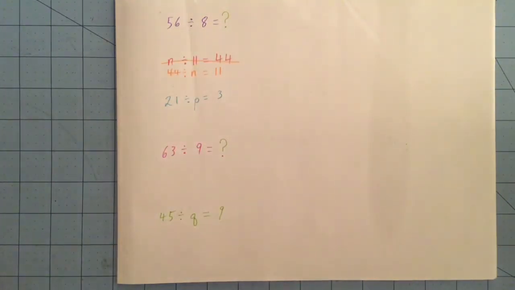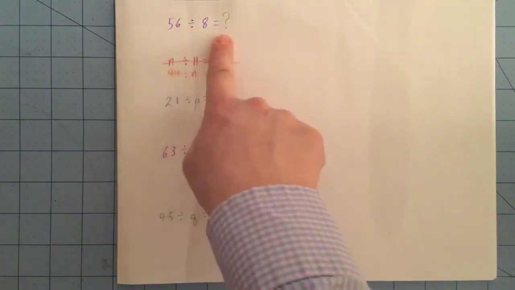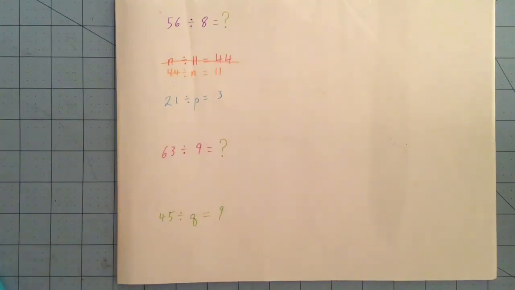Some of you caught that mistake and moved on your merry way. Some of you notified me of that mistake. I'm sure that mistake made some of your brains melt. Let's move on. What we're going to do today is start with 56 divided by 8. We're going to do this as an array.